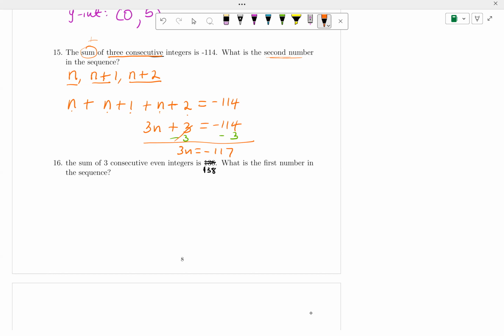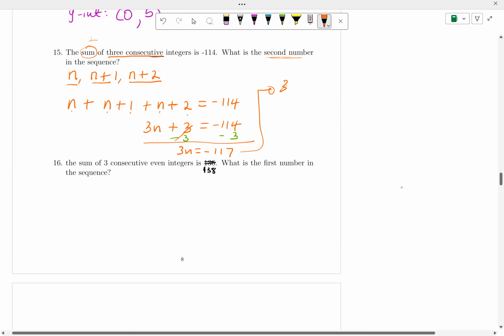-117. So the last step is to simply divide both sides by 3, and I'm running out of space, so let me move this over here. Okay, so I'm going to just copy it down.